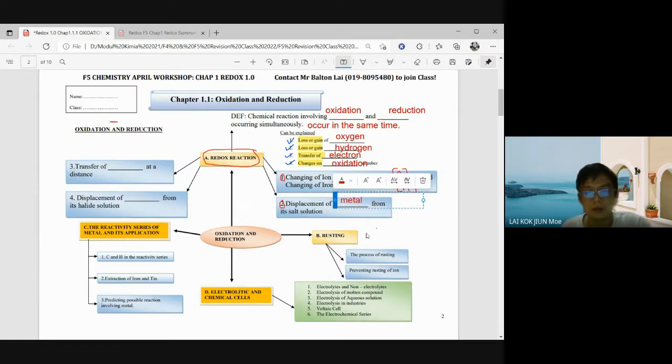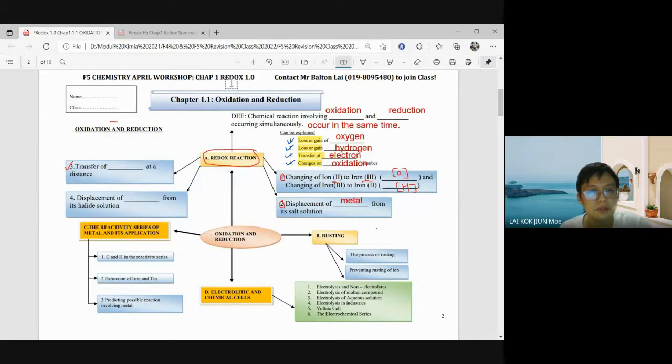We will study this later. Which one is more powerful? Which one is able to displace? The more powerful means a higher position. Later we learn. How about number 3? The reaction number 3, transfer of what? Jialing, what will it transfer? At a distance.